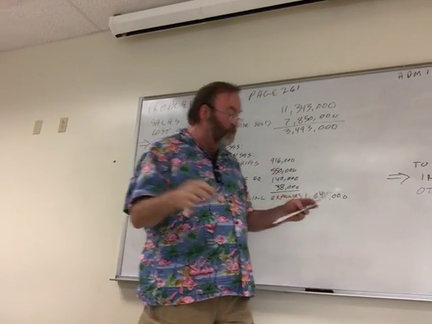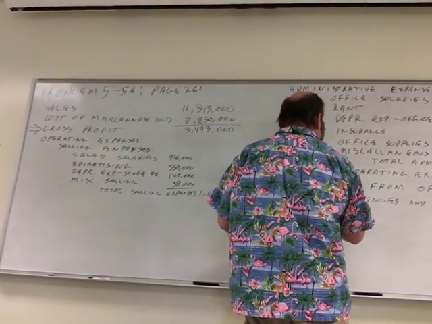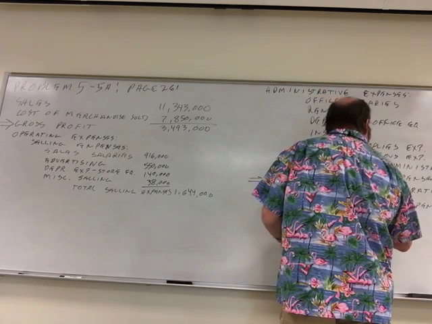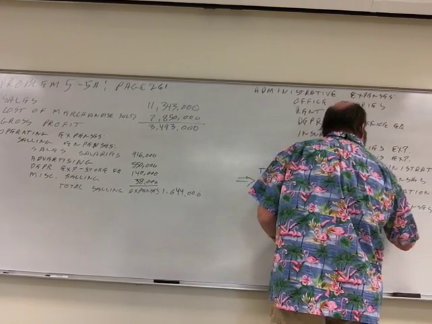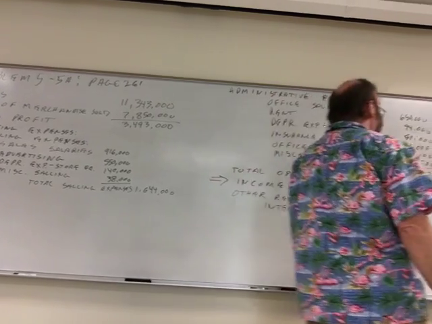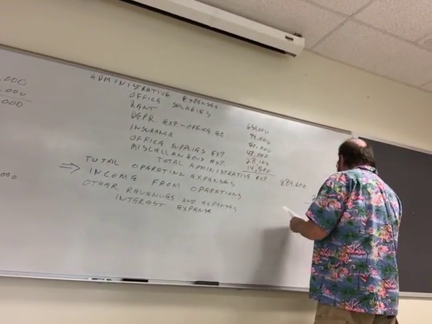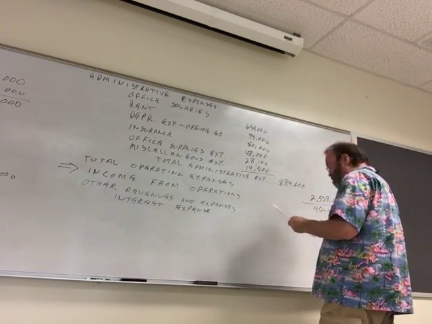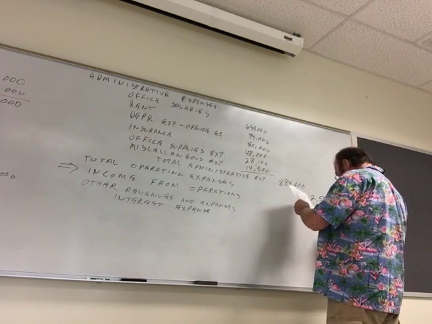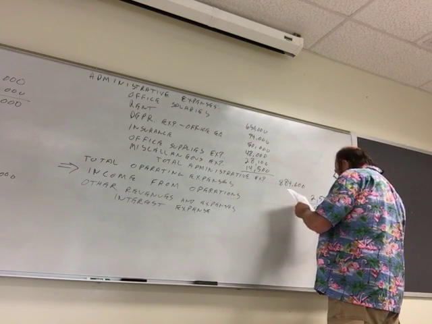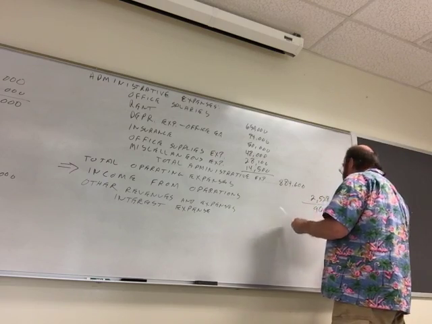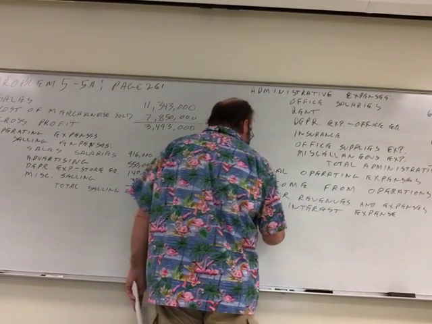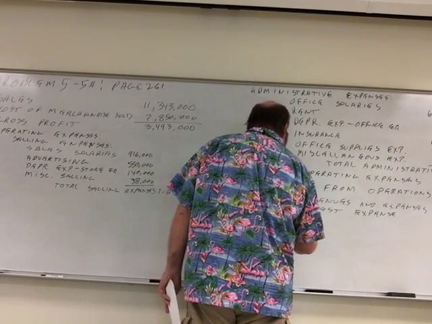So the only one that this particular company has is interest expense. And they have $21,000 in interest expense from items that they borrowed. Which brings us to $943,400, and I'm going to write it in. The fourth subtotal is income before taxes.